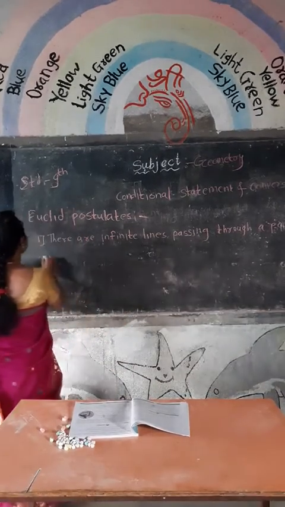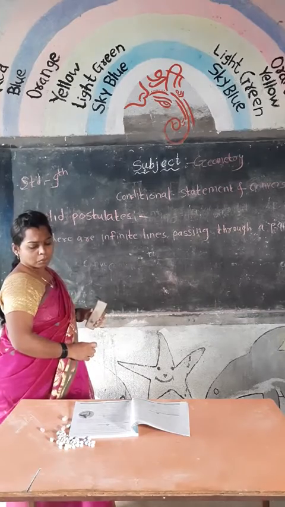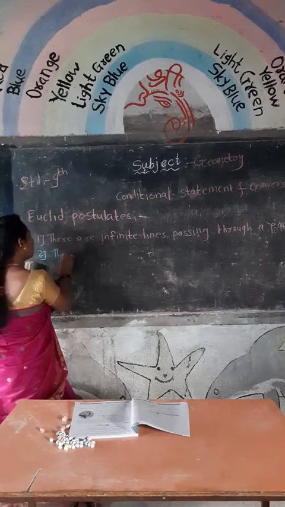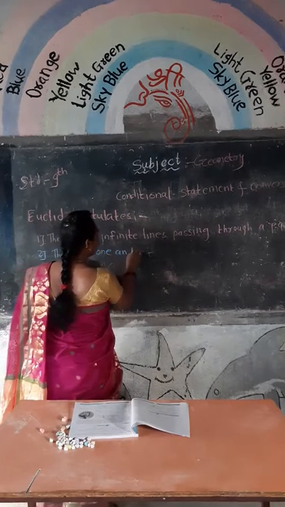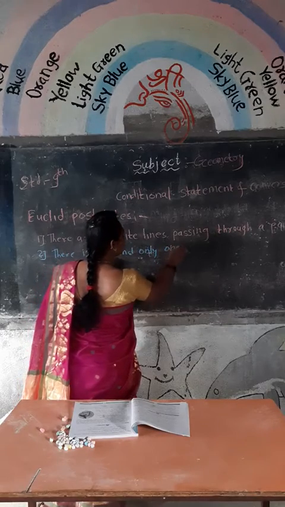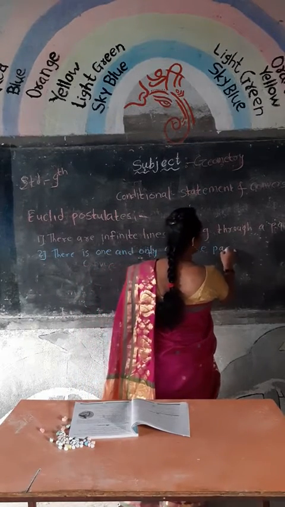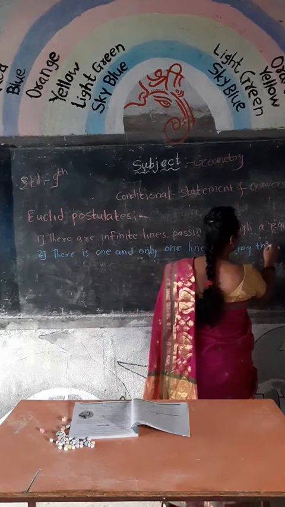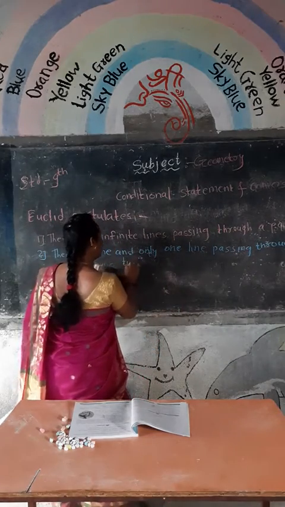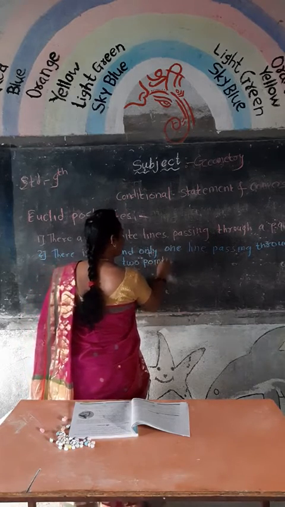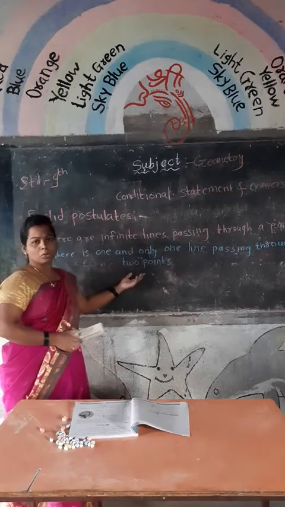The second postulate is: there is one and only one line passing through two points.